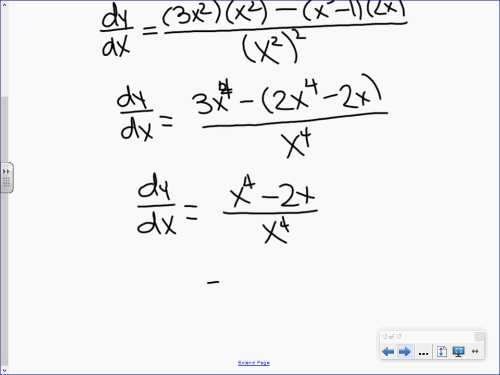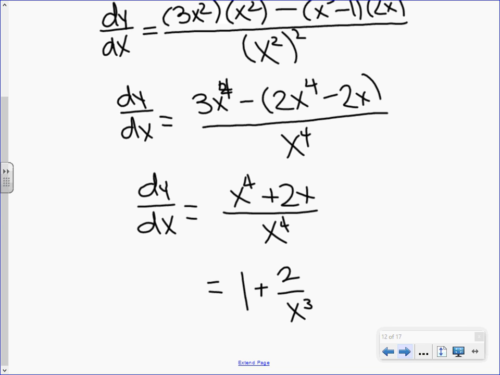I would also accept the answer of 1 minus 2 over x cubed. Wouldn't that be plus 2x? It would be. Thanks, good catch. Those are things to be careful of. Would it be okay if we left our denominator as x squared? Yeah, I'm not going to throw a big fit about that.